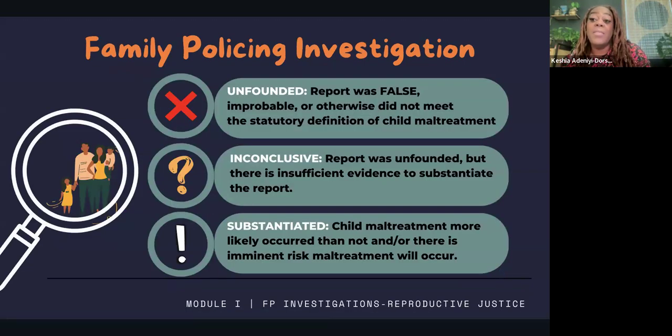All right, so at the end of an investigation, these are the outcomes. It can be unfounded, inconclusive, or substantiated. If an investigation is deemed to be unfounded or inconclusive, most agencies have a policy that they will not file a case in court. But if it is substantiated, there is a high likelihood that it will be filed against you in court, where they might ask you to submit to what they call a safety plan.